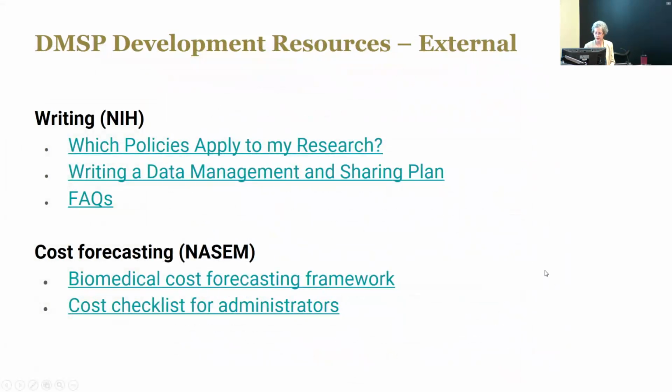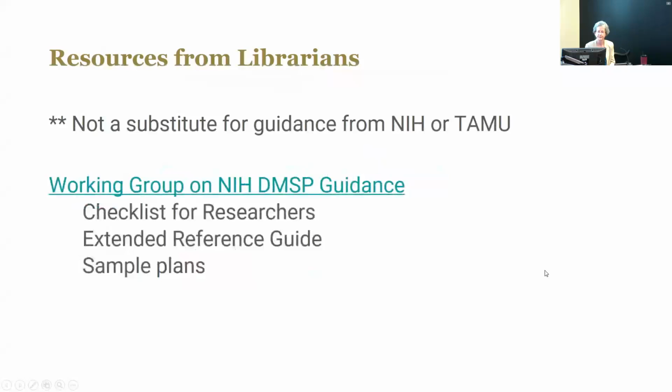And again, some other sources for cost forecasting. There are also some resources from librarians, not to be a substitute for guidance from NIH or Texas A&M. But this is a working group that has worked together. This is an Open Science Framework folder that has, again, a bunch of checklists for doing those plans, a reference guide, some sample plans that look a little different. So by all means, check those out. That might give you some nice handy tools to work with.